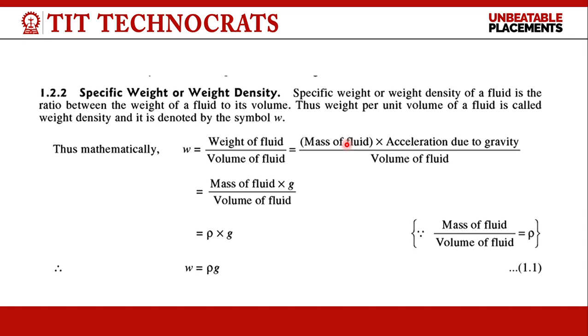Suppose we want to convert mass into weight. We will multiply mass by acceleration due to gravity, and it will be divided by volume of the fluid to get the specific weight or weight density. So generally w is equal to rho multiplied by g.